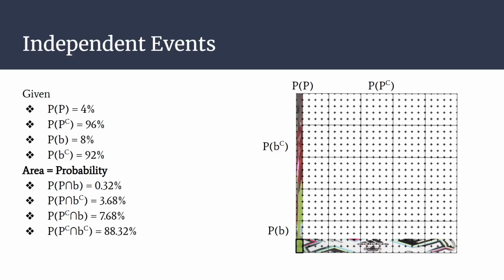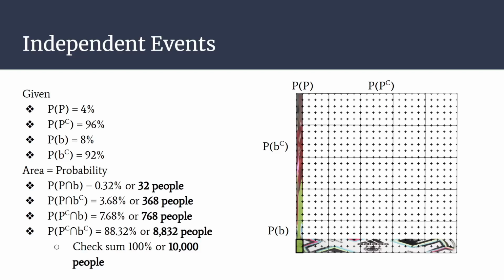Well, the probability of each region, smallest to largest, is 0.32% for the group that plays soccer and owns a soccer ball, 3.68% for those that play soccer but don't own a soccer ball. Blammo! Whoa, got you again there. Nah, just kidding. Just making sure you're prepared.